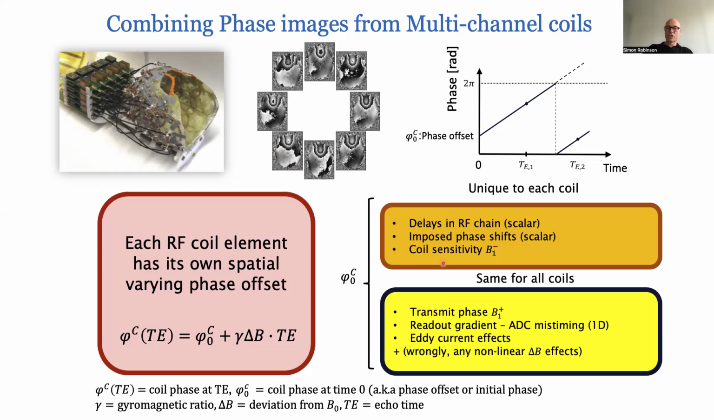We've also got some contributions which are the same for all coils, like the transmit phase. There can be a gradient in the phase in the readout direction that might come from any mistiming between the acquisition and the gradients, and also any eddy current effects. And also if the gradient evolution is not linear, then any non-linear terms can also end up being assigned to this phase offset here.